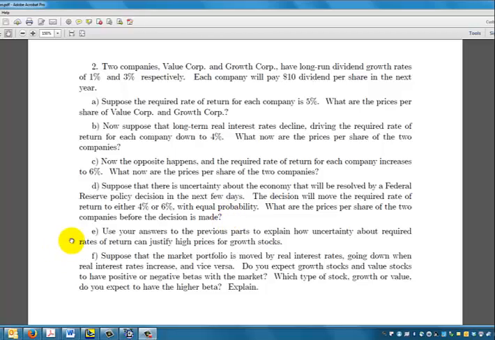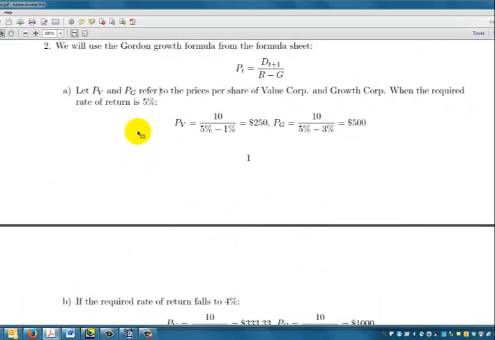How can uncertainty about required rates of return justify high prices for growth stocks? And then finally, you're asked to think about what happens if the market portfolio is moved by real interest rates. What will happen? What are going to be the betas of these growth stocks and value stocks? And which type of stock will have the higher beta? So that's the question. Now let's turn to the answers.